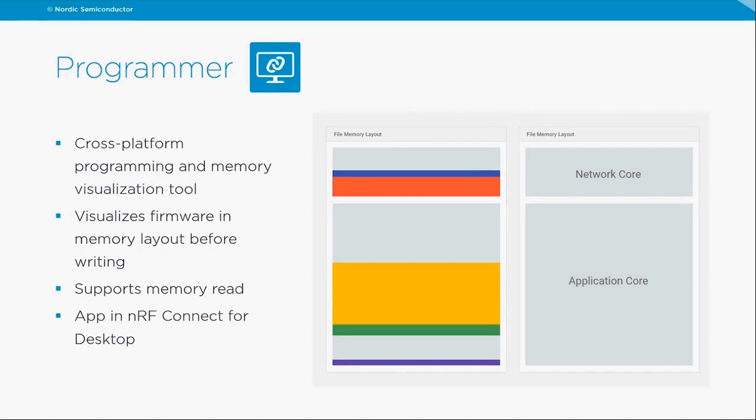On the tool side, we have a Programmer app, and this is a cross-platform programming and memory visualization tool so that you can see the network core and application core in there. It visualizes the firmware and the memory layout before you write it. You can also read out the memory, and this is an app in the nRF Connect for desktop tool.